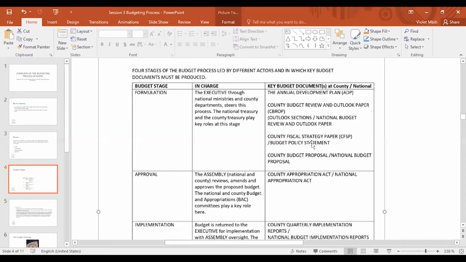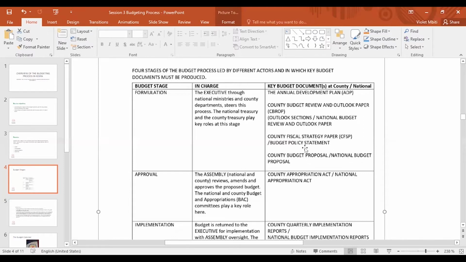And then now after the county fiscal strategy paper, you participate in February. It's going to be taken again by the county. It's going to be taken to the county assembly again. So the county assembly is going to produce a county budget proposal or program-based budget. At the national level, it's also called national budget proposal or program-based budget.